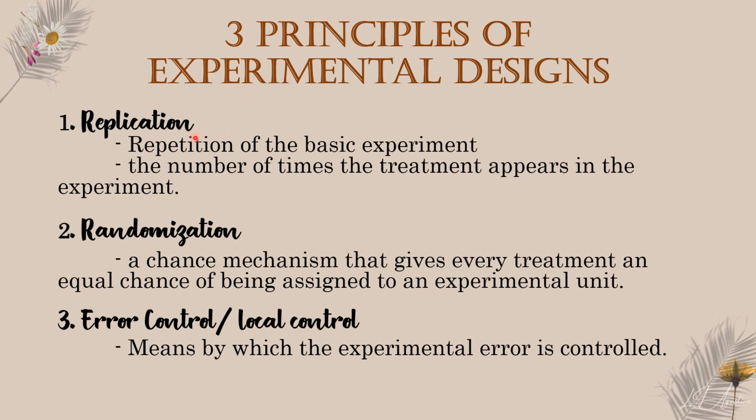We have replication. It is the repetition of the basic experiment. So the repetition, from the word itself, is the number of times the treatment appears in the experiment, how many times you have repeated it. And then randomization. It is a chance mechanism that gives every treatment an equal chance of being assigned to an experimental unit. So for all experimental units to be fairly treated.